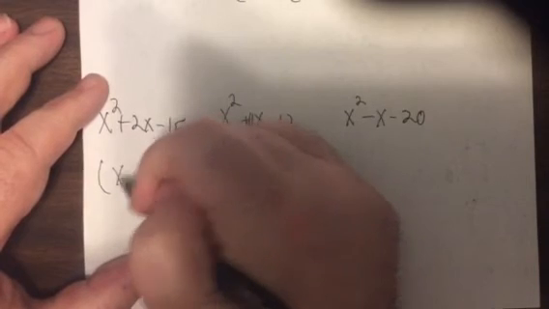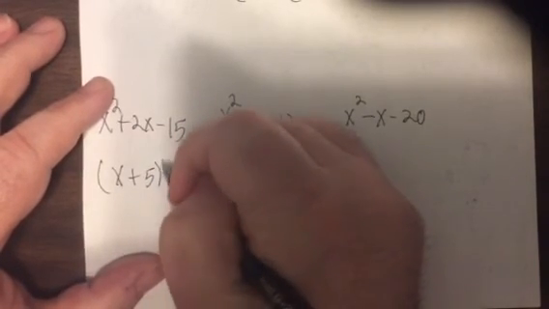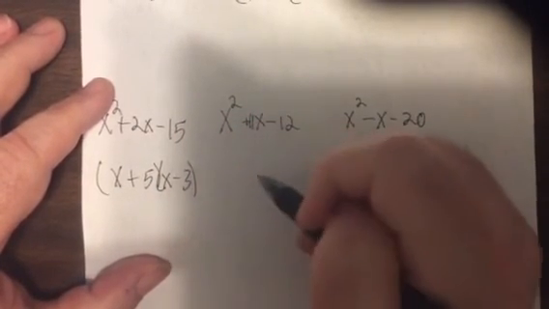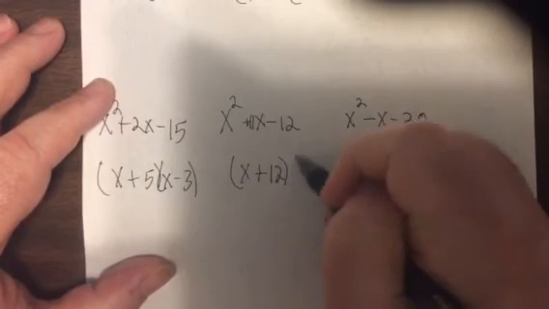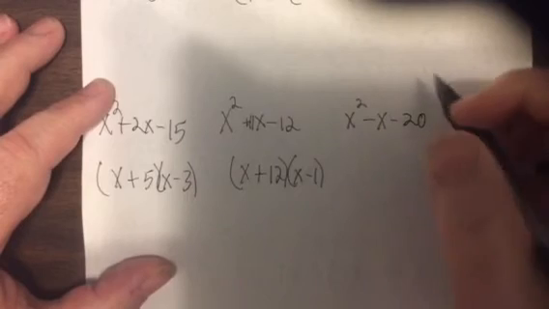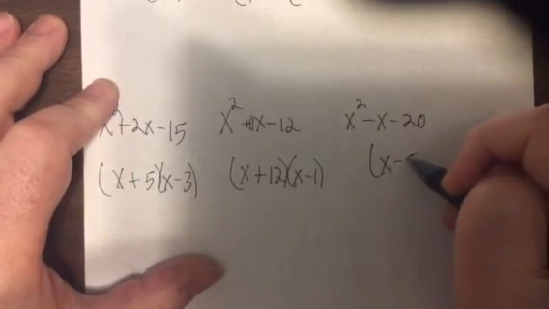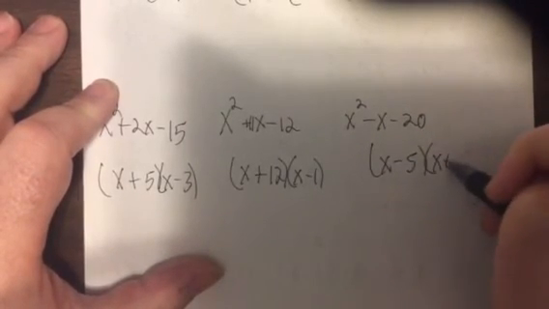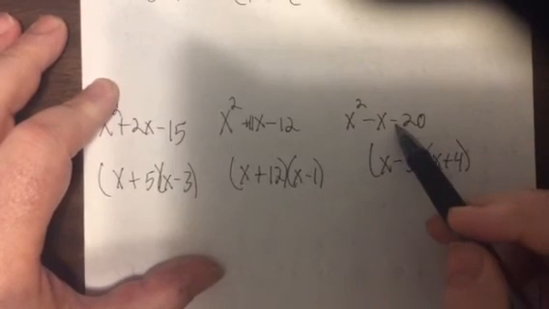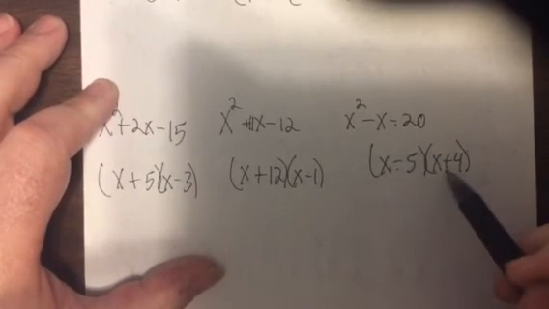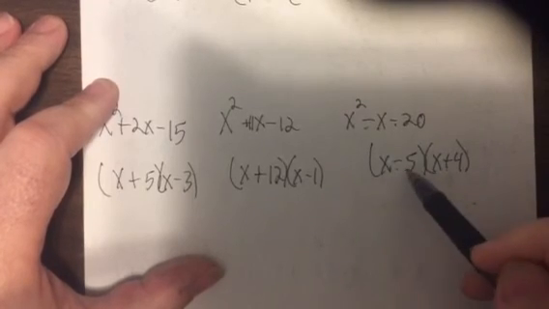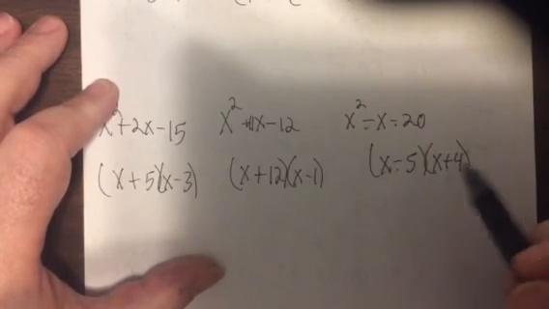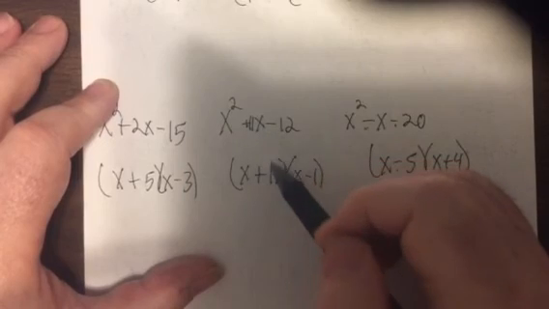Okay, so it's x plus 5, x minus 3, x plus 12, x minus 1. And the last one, x minus 5, x plus 4. Remember, last term negative, so the signs are opposite, and you're subtracting, and the largest one has to go with this sign. 5 is the largest, so it gets the minus. 12 is the largest, so it gets the plus.